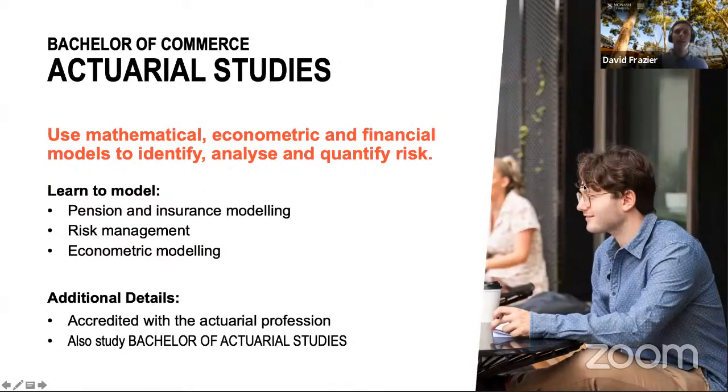Now, actuarial studies is often a very popular major within the BCom. Really, this relates to understanding and modeling things like pension and insurance risk, and also just broad statistical and econometric modeling of risk phenomena such as end of life or other financial instruments. Moreover, this degree is actually accredited within the actuarial profession of Australia. I will also note that we have a separate Bachelor of Actuarial Studies, and really the difference between these two just relates to what qualifications you have when you come out. I can answer questions about that at the end.